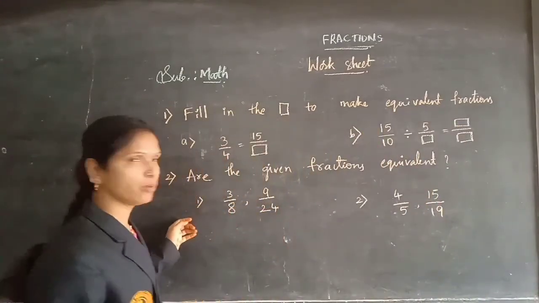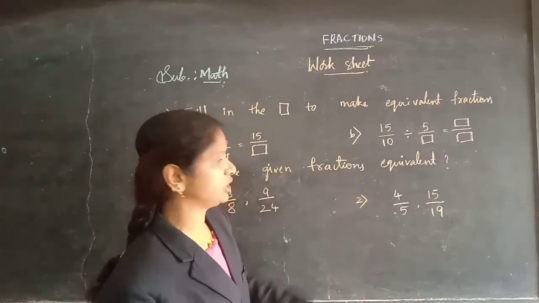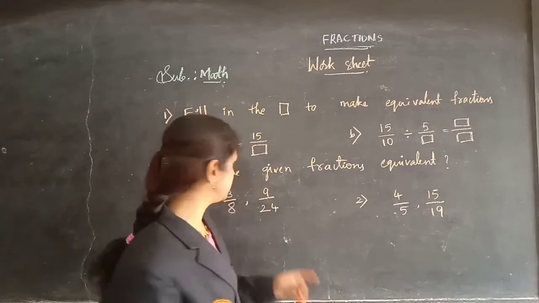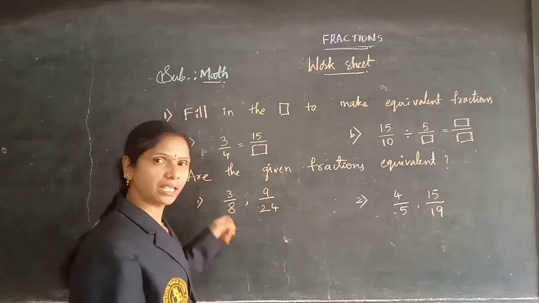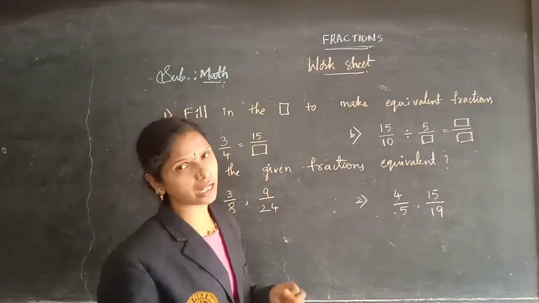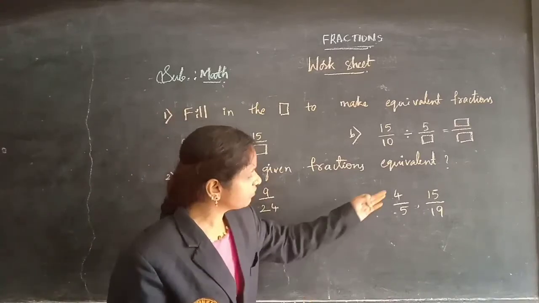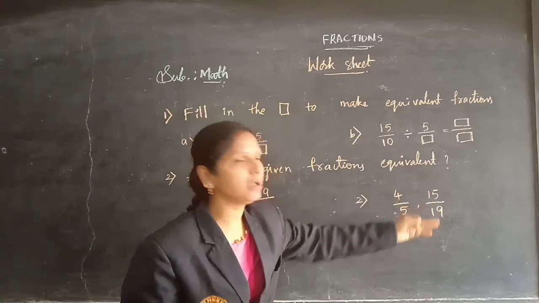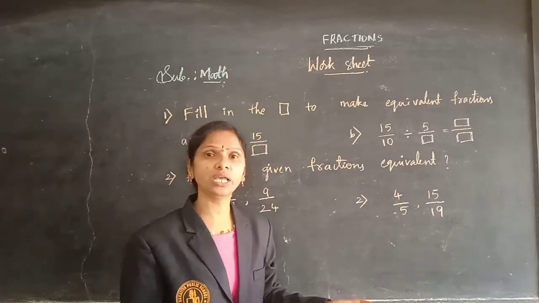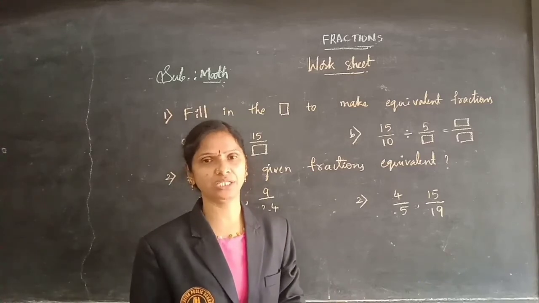And coming to the second problem, are the given fractions equivalent? See, first one you check, 3 by 8 and 9 by 12. These two are equivalent or not, we need to check, children. And second one 4 by 5, 15 by 19. These two are equivalent or not, we need to check. How to check? By using cross multiplication, children.